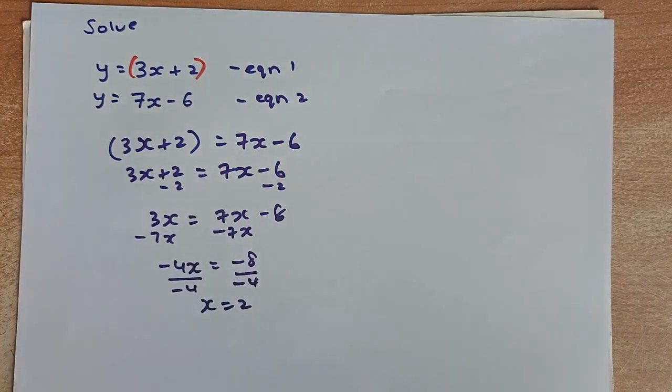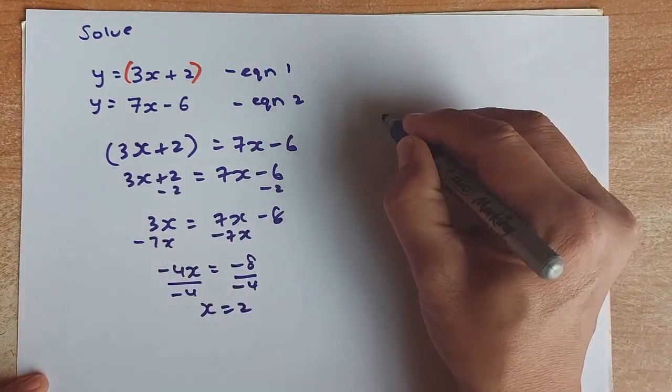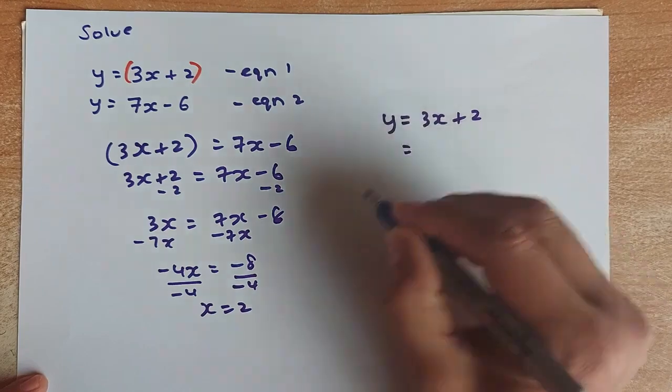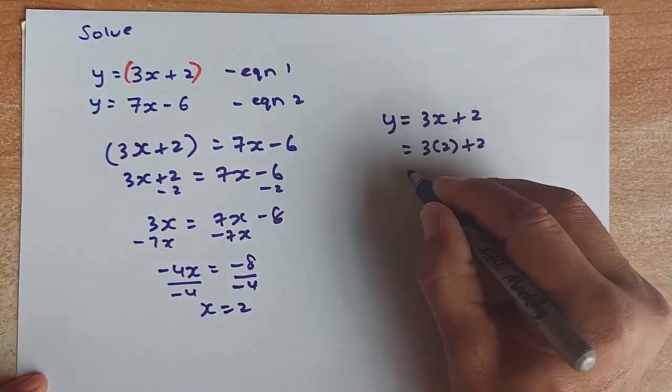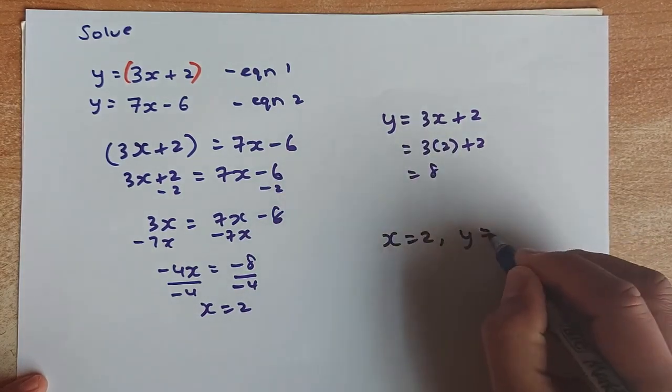Again, that's not good enough because you need to find your y. We're going to continue here. So if x is 2, we substitute into equation 1, y equal to 3x plus 2. When x is 2, so 3 times 2 plus 2, and the answer is going to be 8. Your final answer, x equals 2, y equals 8.